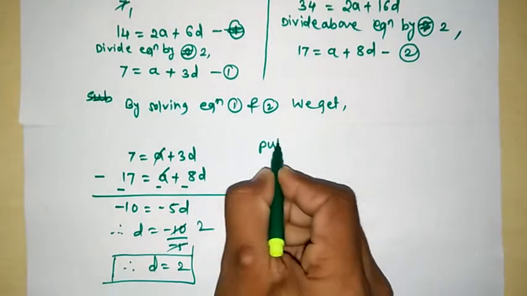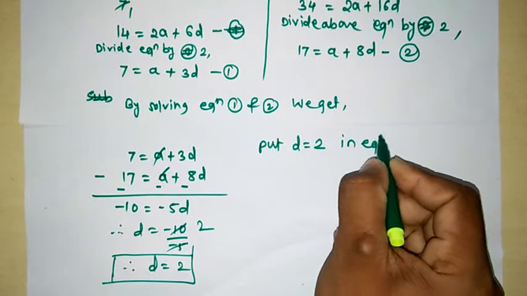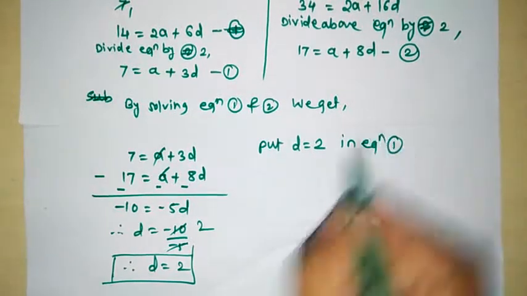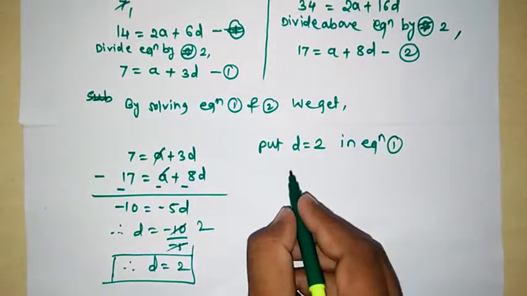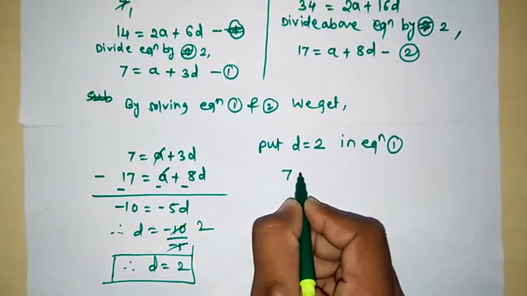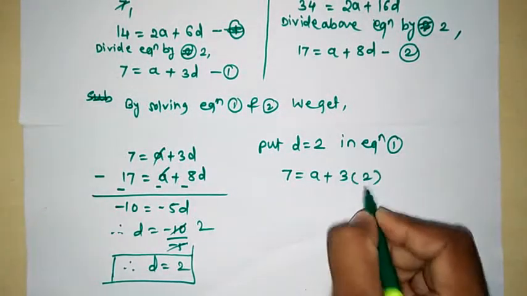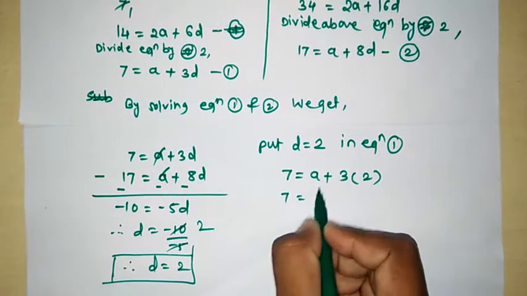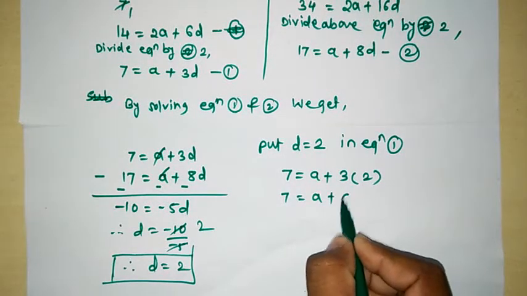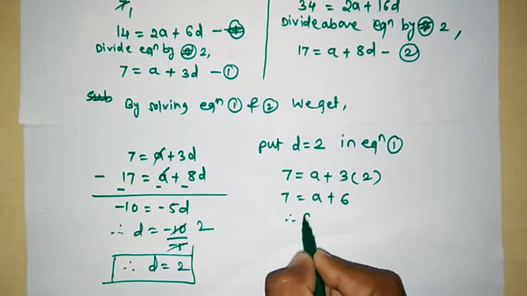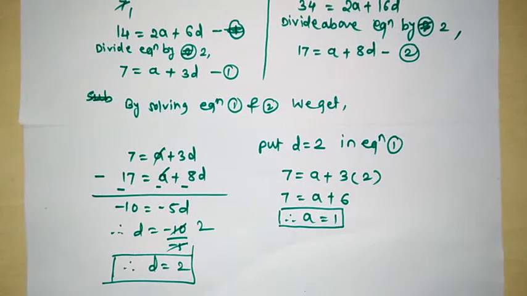Now put d is equal to 2 in equation 1, either in equation 1 or in equation number 2. What is equation 1 here? Equation 1 is 7 is equal to a plus 3d. 7 is equal to a plus 3 into d. What is the value of d? d is 2. Put it here. 7 is equal to a plus 3 into 2, which is equal to how much? 6. Therefore a is equal to 1. We got the value of a is equal to 1 here.